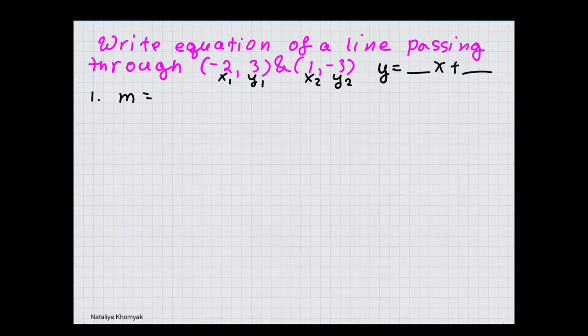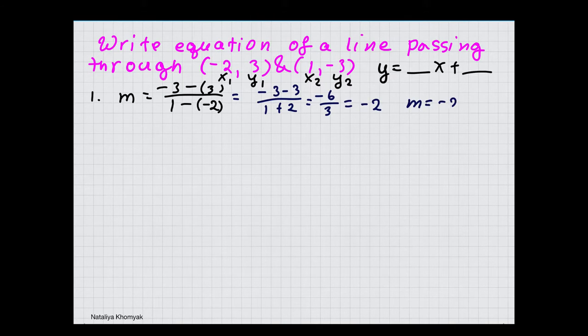So we have y2, -3, minus y1, which is 3, out of x2, which is 1, minus x1, -2. This will be -3 minus 3 out of 1 plus 2. So we have -6 out of 3. 3 will go into -6, -2 times. So slope is equal to -2, and we already have part of our answer.